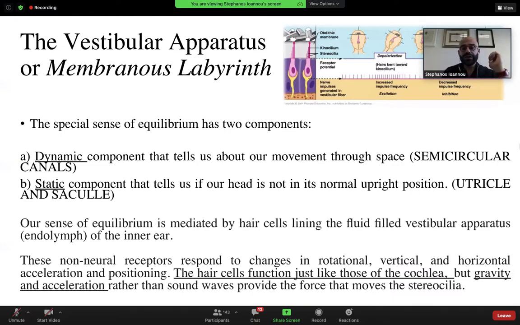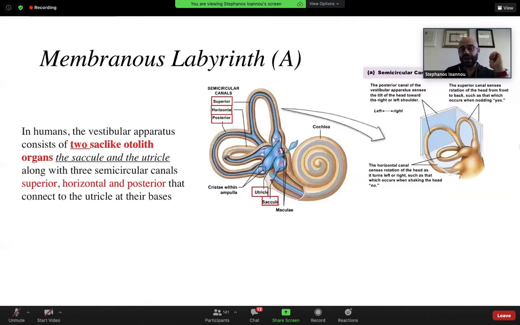So over here, we have a beautiful diagram of what the vestibular apparatus consists of. So over here, we have the utricle and the saccule, which are responsible for the tonic component, as we said, the position of our head in space and time. And we also have the semicircular canals that tell us how the body is rotating in space.